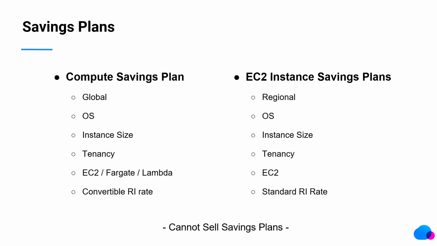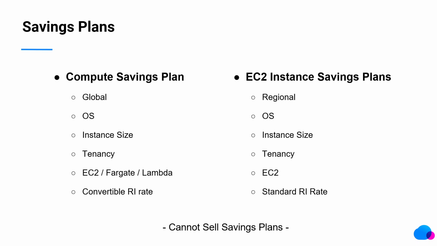Now you do have the convertible RI rate. So you don't quite get up to the standard RIs as far as savings, but you do gain a lot of flexibility. The EC2 instance savings plans, these are going to be regional. They are going to be flexible on the OS, the instance size, the tenancy, but they are locked down to just EC2, and you get the standard RI rate.